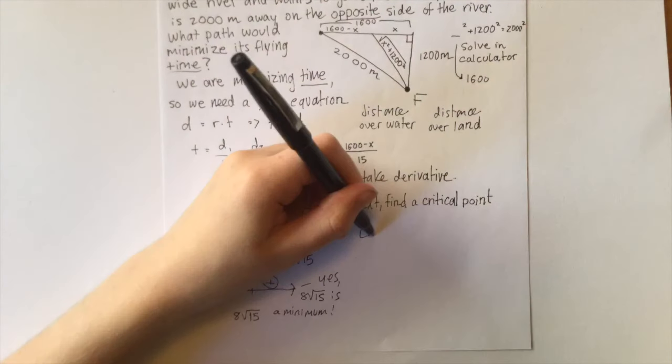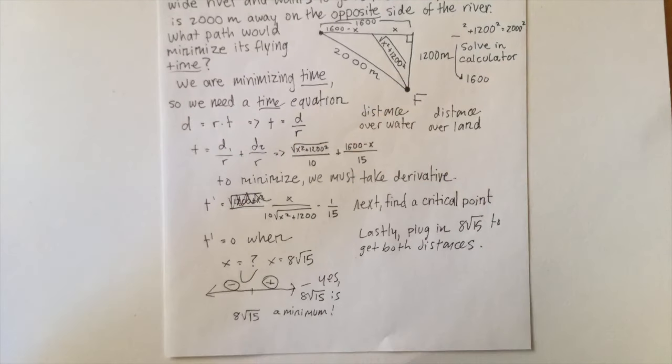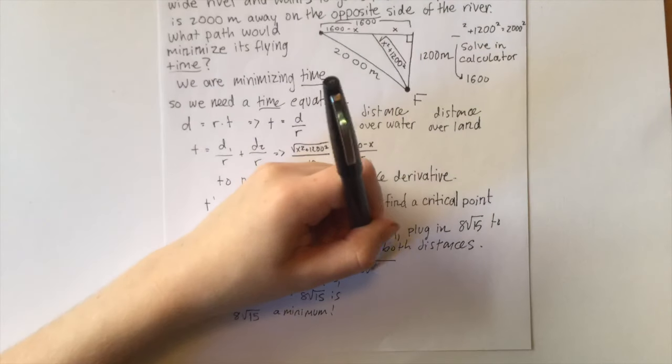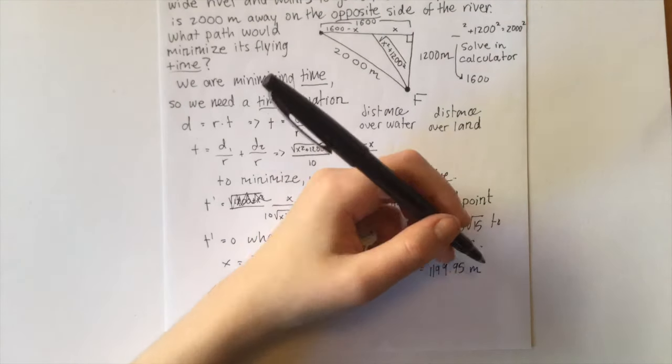We have to plug it in for x to actually get the distances, because the question is asking what path would minimize the flying time. So we have to actually find the distances. So we plug in 8 root 15 into these two distances. Once again, the square root of x squared plus 1200 squared and the 1600 minus x.